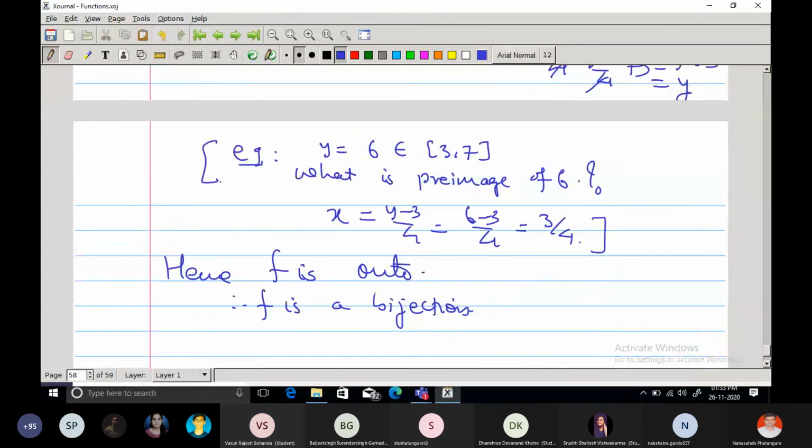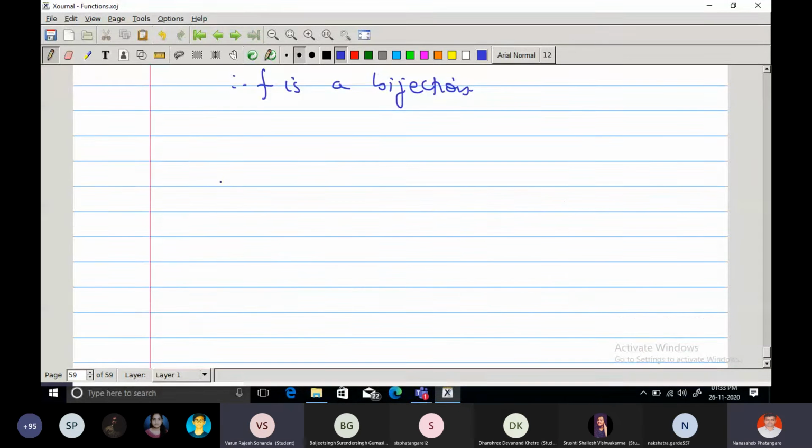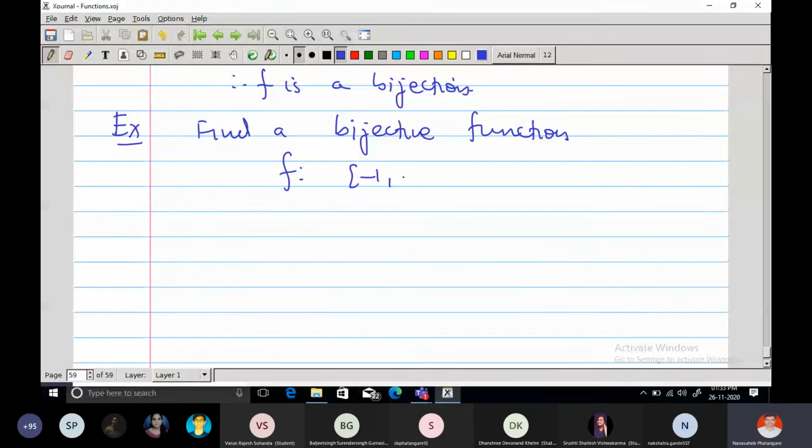Yes, sir. Now I am going to give you an exercise. Find a bijective function f from -1, 1 to 3, 10. Alright, so you try to find this in a similar way.